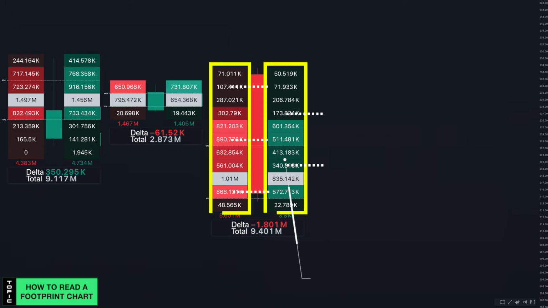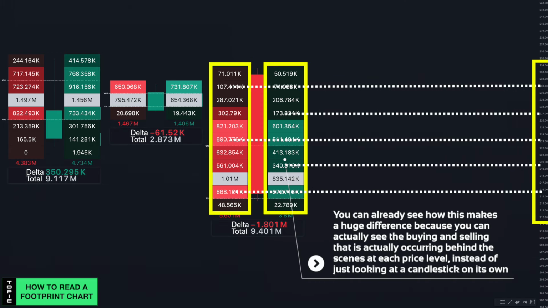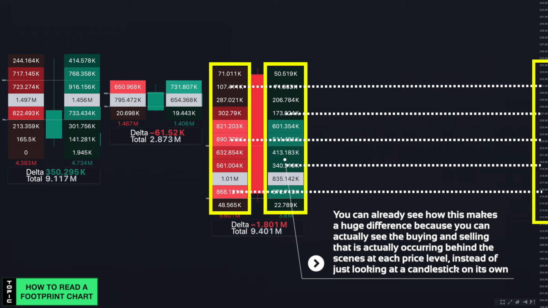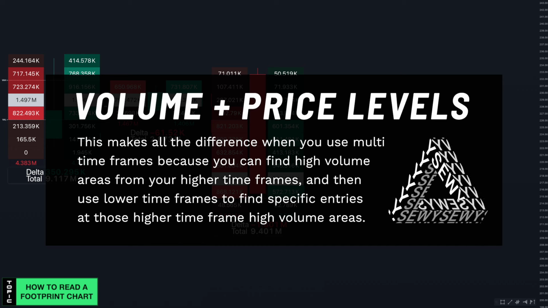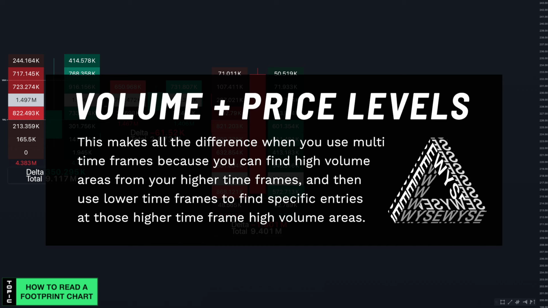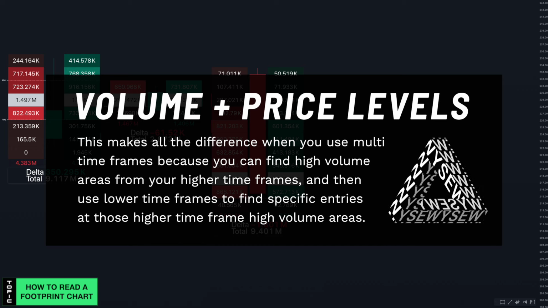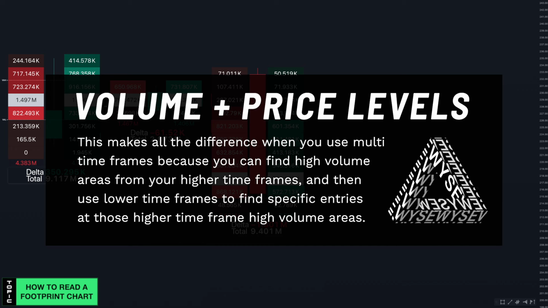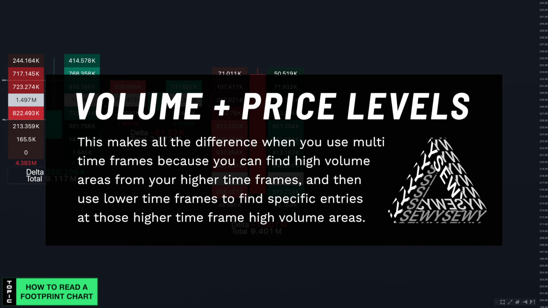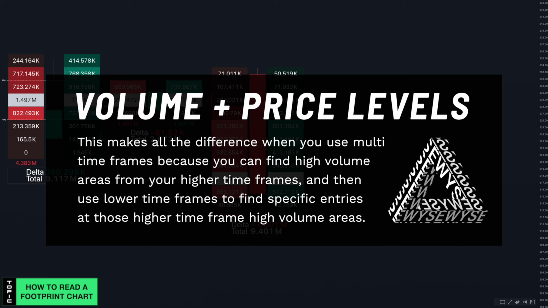You can already see how this makes a huge difference because you can actually see the buying and selling that is actually occurring behind the scenes at each price level instead of just looking at a candlestick on its own. This makes all the difference when you use multi-time frames because you can find high volume areas from your higher time frames and then use the lower time frames to find specific entries at those higher time frame, high volume areas. We discuss this concept in depth with our members.